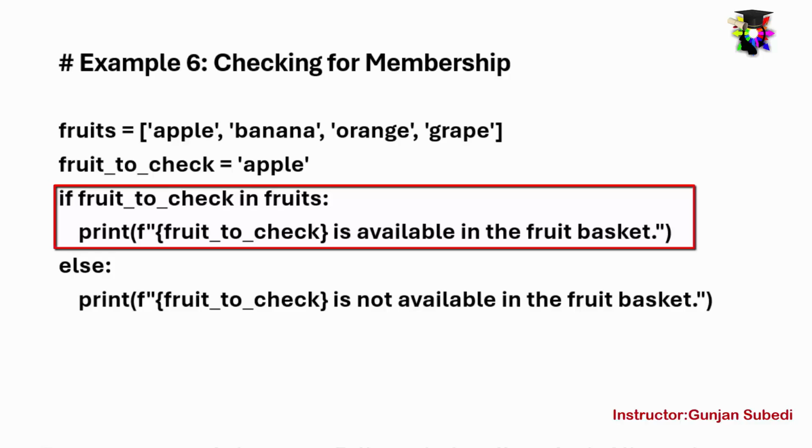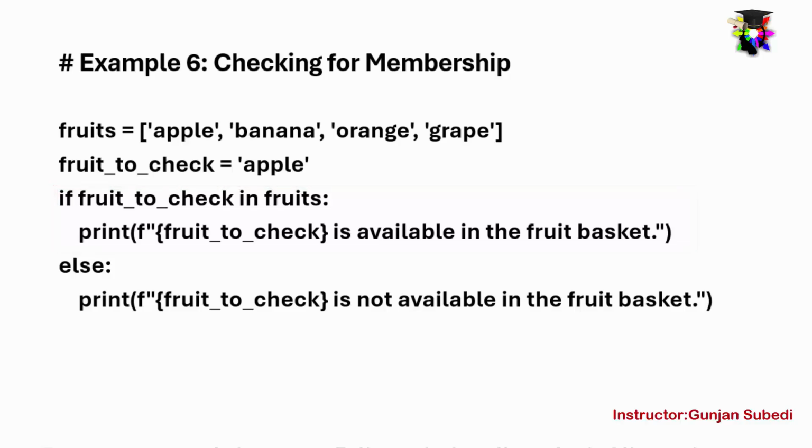If fruit_to_check in fruits: this line checks if the value stored in fruit_to_check exists in the list fruits. If apple is in the list, it means it's available in the fruit basket. Print fruit_to_check is available in the fruit basket. That means if apple is found in the list fruits, it prints apple is available in the fruit basket.